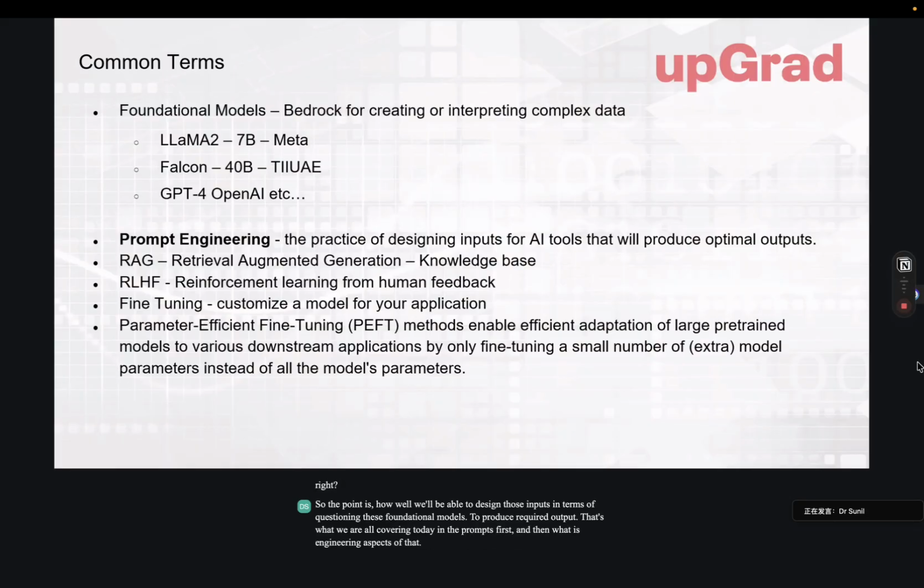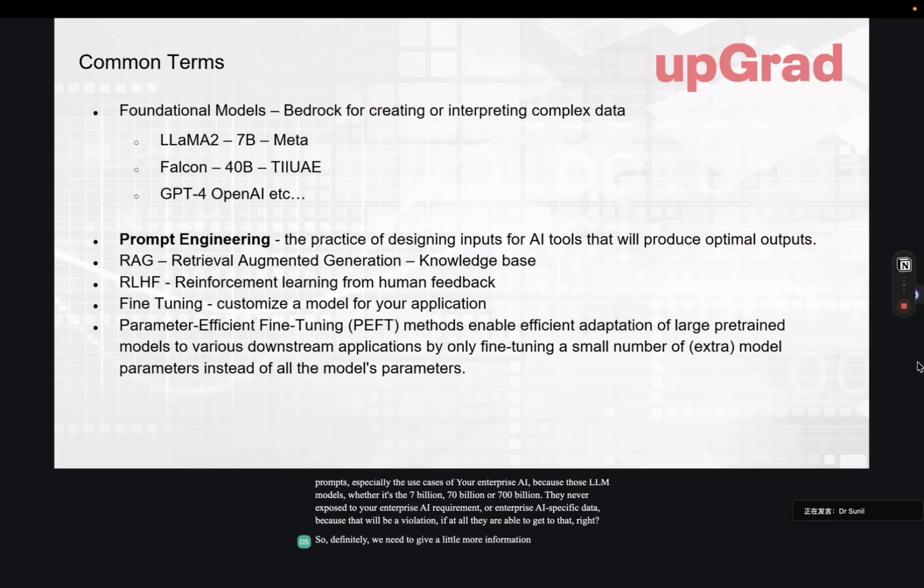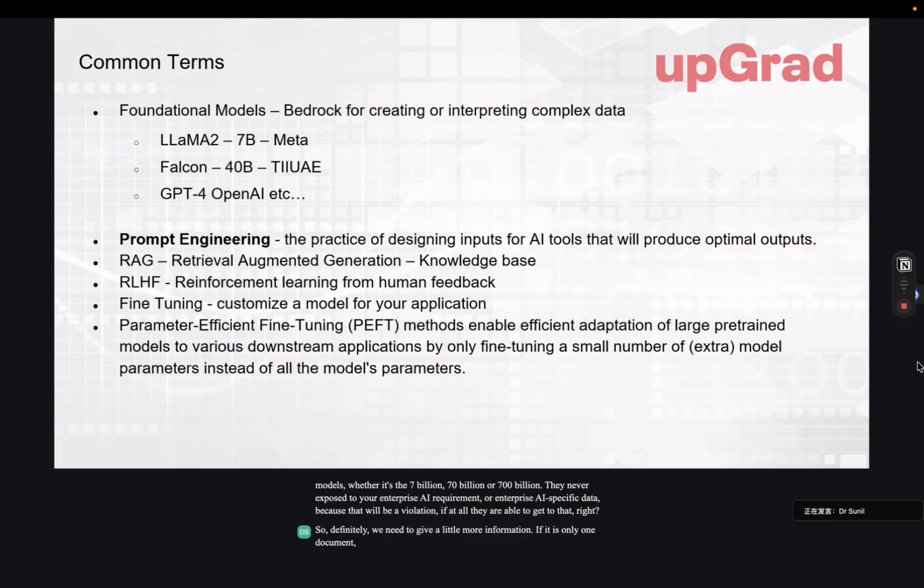aspects of that. Some of them may not be enough with only prompts, especially the use cases of your enterprise AI, because those LLM models, whether it's 7 billion, 70 billion, or 700 billion, were never exposed to your enterprise AI requirements or enterprise-specific data, because that would be a violation if they were able to get to that, right? So definitely we need to give a little more information. If it is only one document and the rest is general knowledge, then even prompt engineering can take that, right? One document, two documents, that doesn't matter.